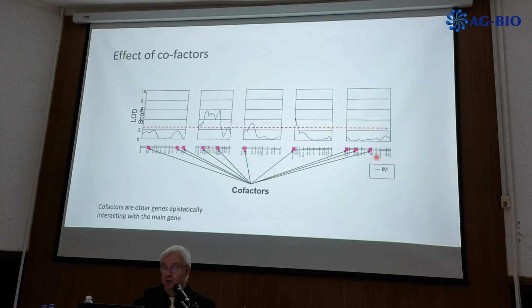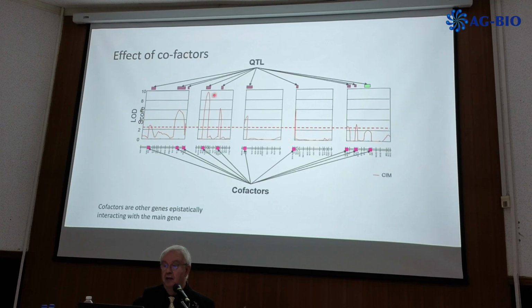So if you take these cofactors, these positions, then you see that the QTL pattern is going to differ dramatically. You get very steep positions here and there, and you get a lot more effect of the QTLs when the cofactors are considered, when the cofactors are actually used to sharpen the position of the QTLs. The cofactors are other genes that epistatically interact with the main gene.